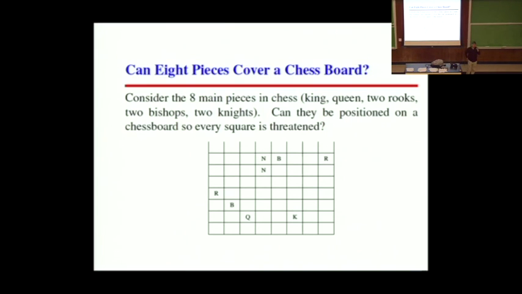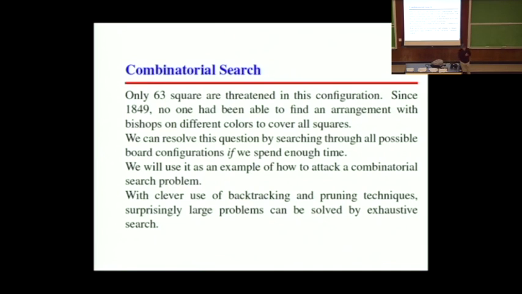Is there a way to put these pieces down so that all squares are threatened? Any questions? In fact, this problem was originally posed in 1849, and no one had ever found a configuration where this was true. But how would we go about trying to find a configuration or prove it didn't exist? What is the basic idea we would want to use?